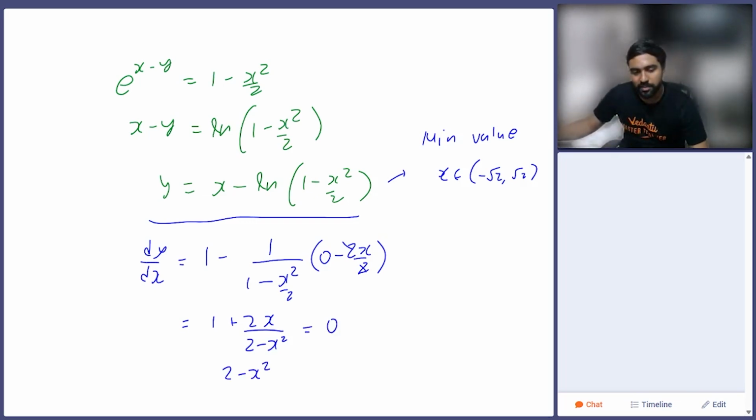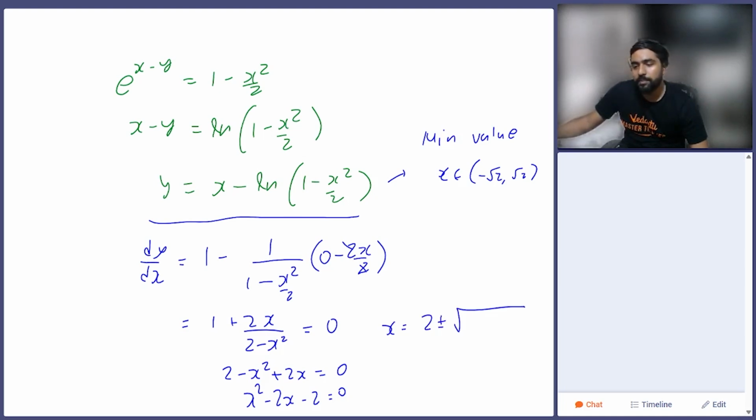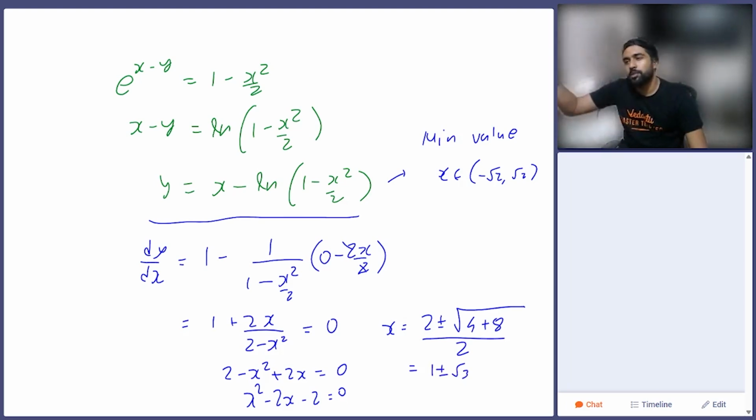So what will this give you? This will give you 2 minus x square plus 2x is equal to 0. So that's x square minus 2x minus 2 equals 0. So what is the value of x? Minus b plus minus root of b square minus 4ac divided by 2a. So what is this? 2 I can take outside. So 1 plus minus root 3 over here. 1 plus root 3 is bigger than root 2, so that's rejected. So I only have 1 minus root 3 over here.